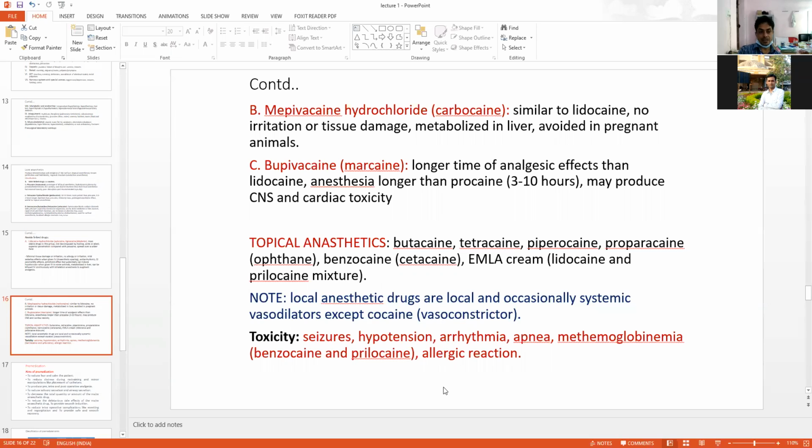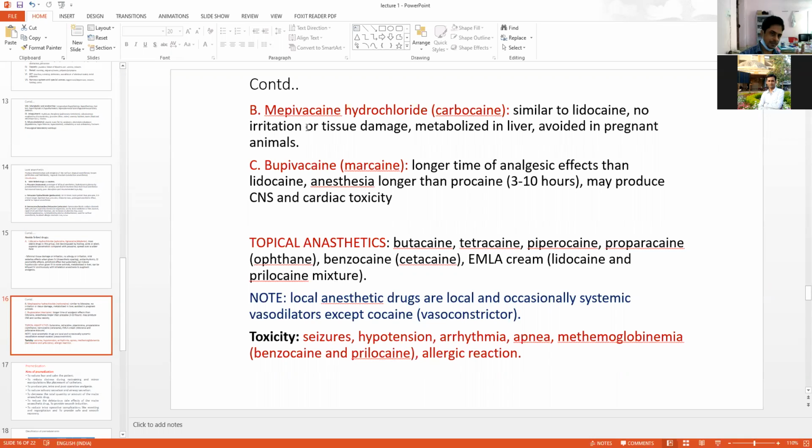Some toxicity is also related to these local anesthetics, and you have to remember this: seizure is many times noticed on application of lignocaine. Hypotension is also noticed. Arrhythmia, apnea, and methemoglobinemia are most commonly related to benzocaine and prilocaine, and many times an allergic reaction is also noticed. People used to ask what the different toxicities are that you may notice after administration of local or topical anesthetics. So at least you should remember this. These are important points only.